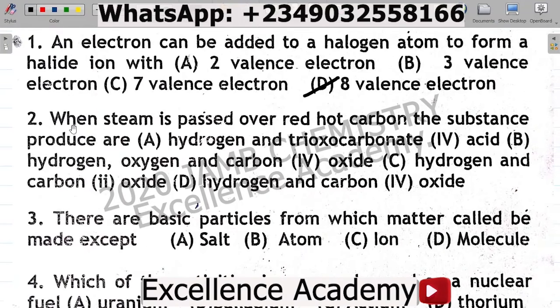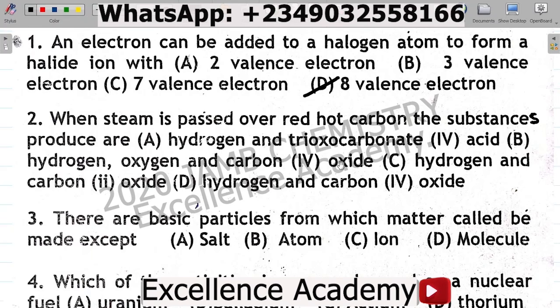Question number 2. When steam is passed over red hot carbon, the substances produced are, let me correct this, the substances produced are A, hydrogen and trioxocarbonate 4 acid, B, hydrogen, oxygen and carbon 4 oxide, C, hydrogen and carbon 2 oxide, D, hydrogen and carbon 4 oxide.